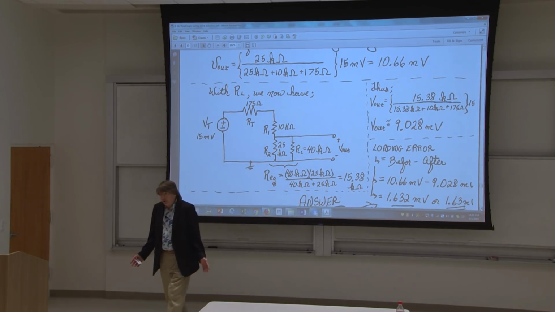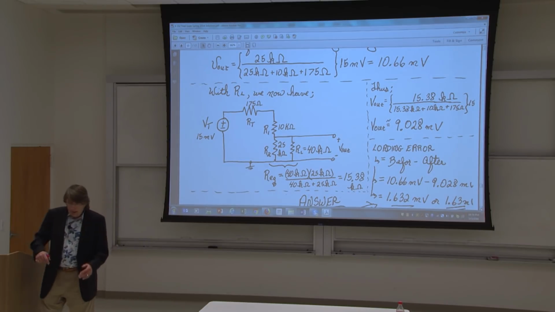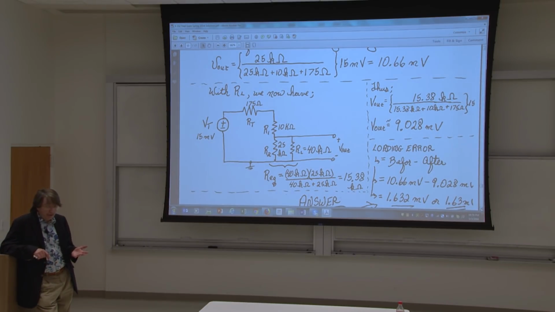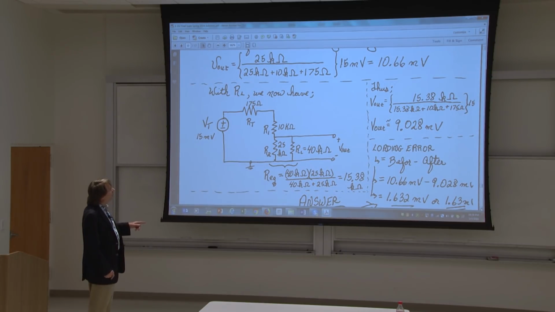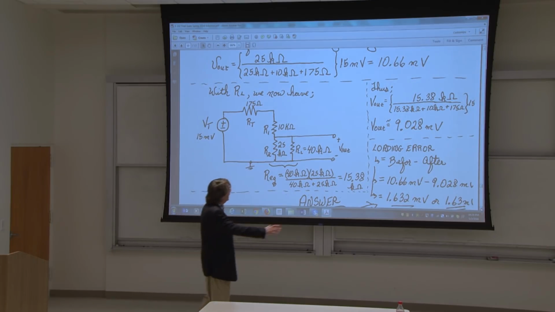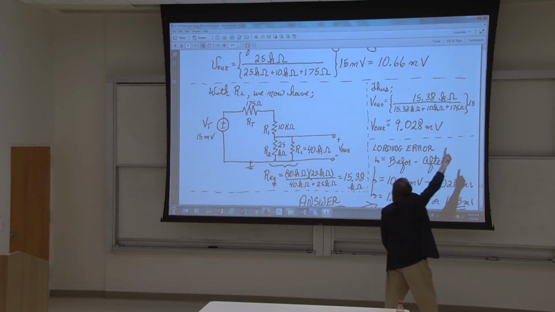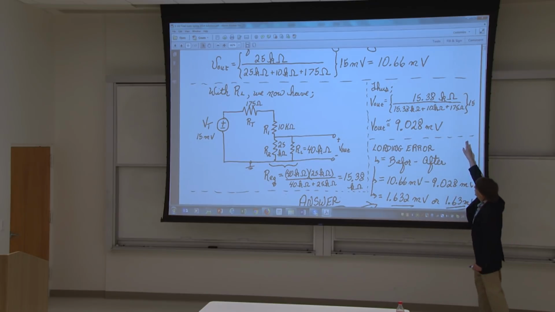And I now do voltage division. And I say, voltage division, it's now REQ over REQ plus R1 plus R Thevenin times V Thevenin. And I think that's what's up here, my colleagues. So that's the ratio we just discussed.